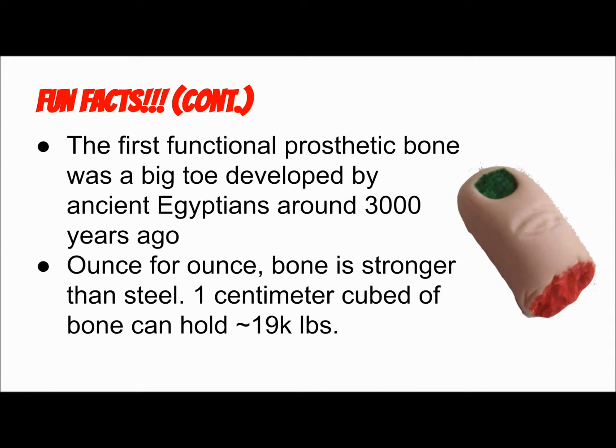Fun fact number 3, the first functional prosthetic bone was a big toe developed by ancient Egyptians around 3,000 years ago. That was a big achievement. That's older than my grandmother. Oh! Ounce for ounce, bone is stronger than steel. 1 centimeter cubed of bone can hold around 19,000 pounds. Gee golly, those were some cool facts.